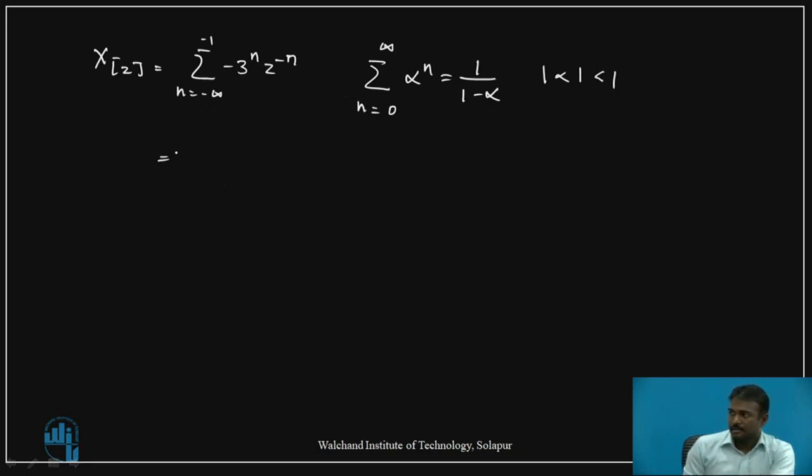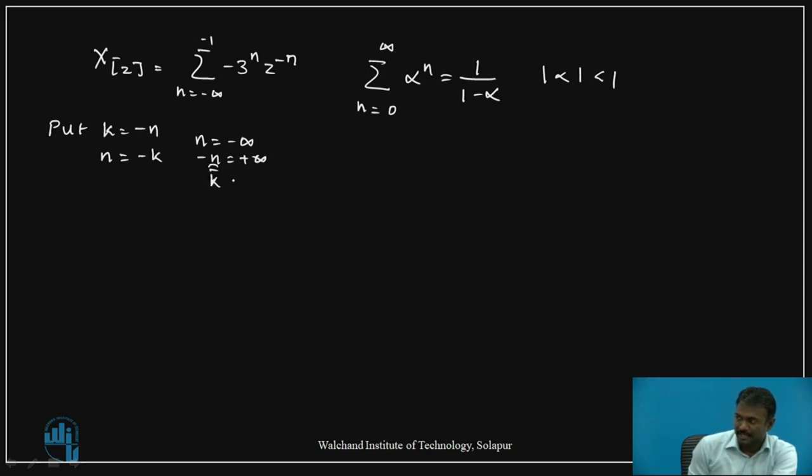So here we substitute k is equal to minus n, therefore n is equal to minus k. When n equal to minus infinity, minus n is equal to plus infinity, so k is equal to plus infinity. When n is equal to minus 1, minus n is equal to plus 1, so k is equal to 1 here. Now we are going to use these values, k equal to plus infinity, k equal to 1, and k equal to minus n in the above expression.